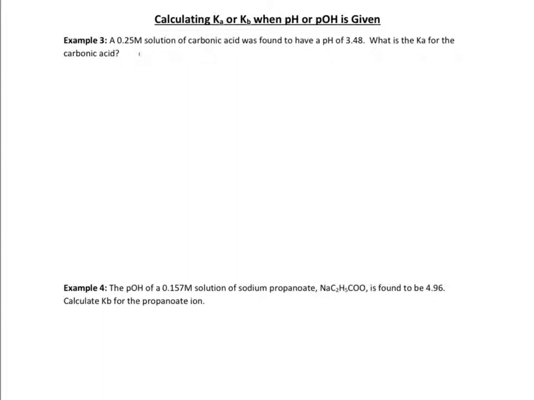Carbonic acid is H2CO3 aqueous. This can be identified as a weak acid, so we must react this with water, which will act as the base. Neither of these are strong, so we'll use an equilibrium arrow, and this will create HCO3 negative and H3O positive.